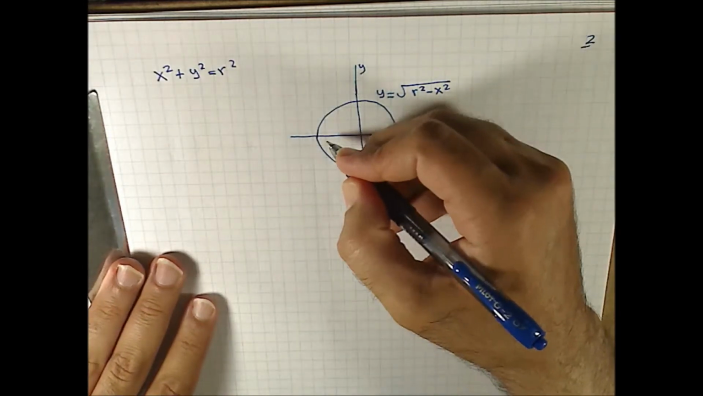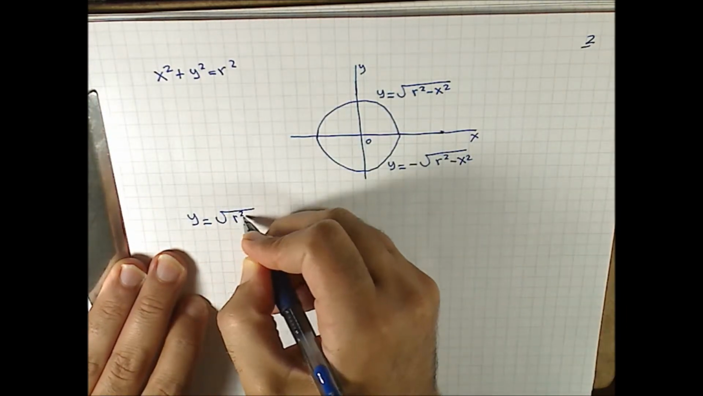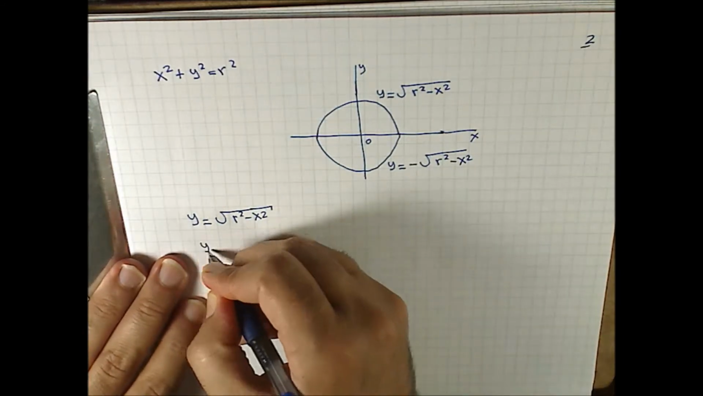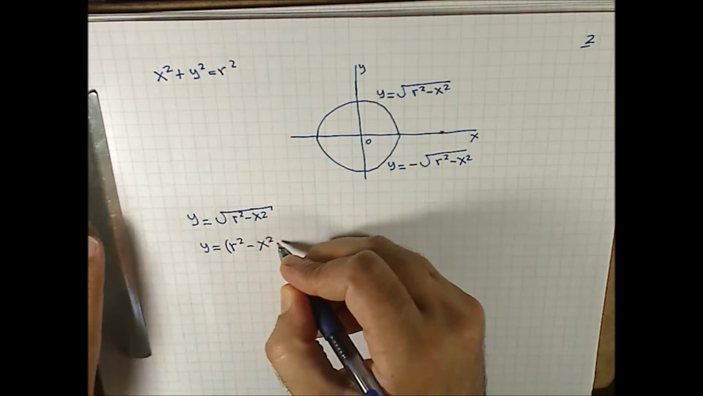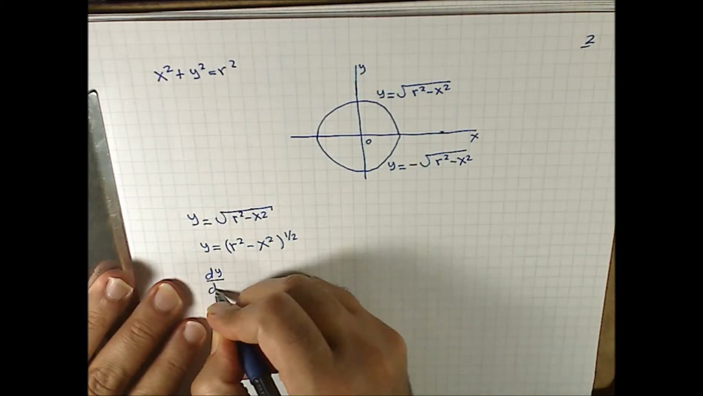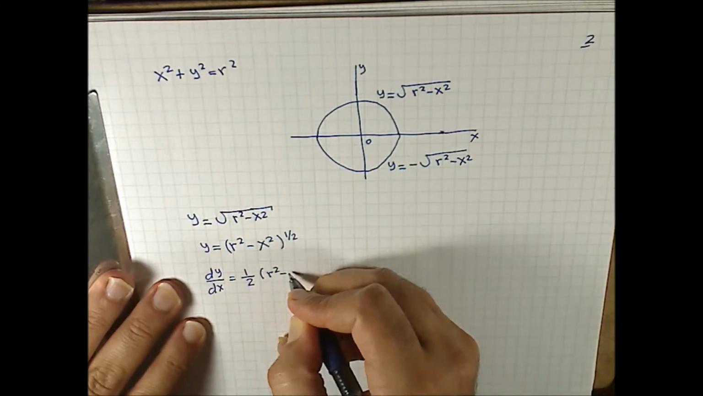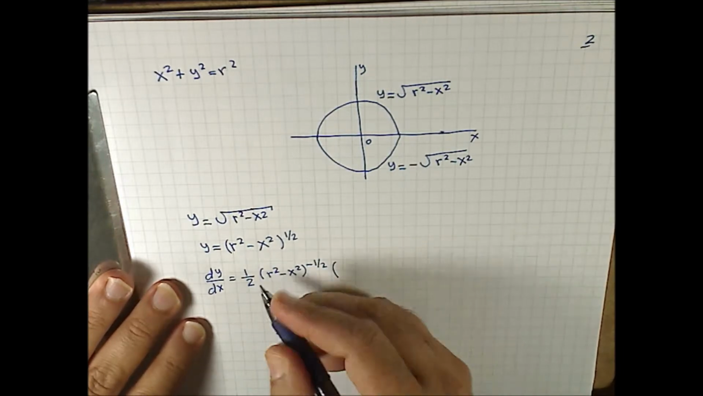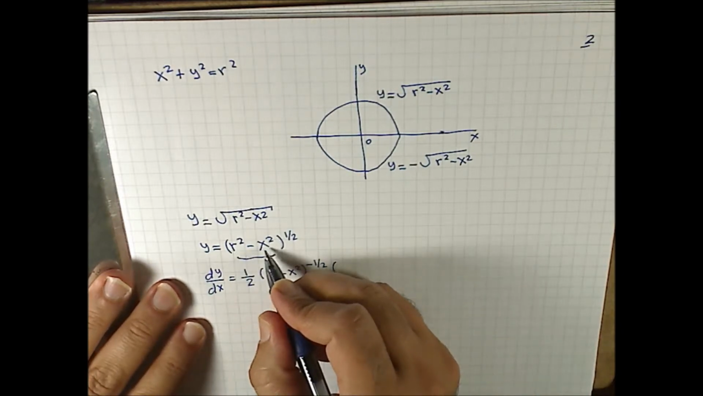Let's take the top half of a circle, y is equal to root of r squared minus x squared. We can write this as y is equal to r squared minus x squared all to the power of 1/2. Now take the derivative. Let's apply the power rule. That's 1/2 times r squared minus x squared, subtract 1 from the exponent, negative 1/2, times the derivative of the inside. Derivative of r squared is just 0 because it's a constant. Derivative of minus x squared is minus 2x.